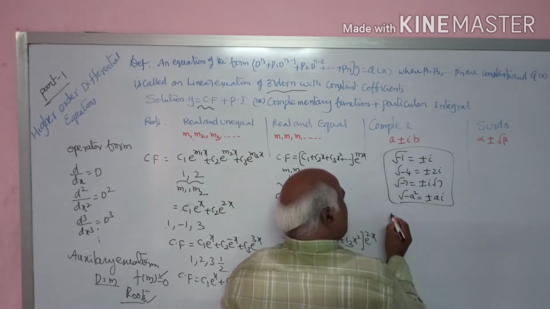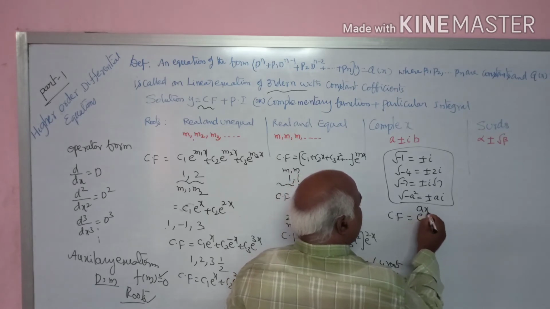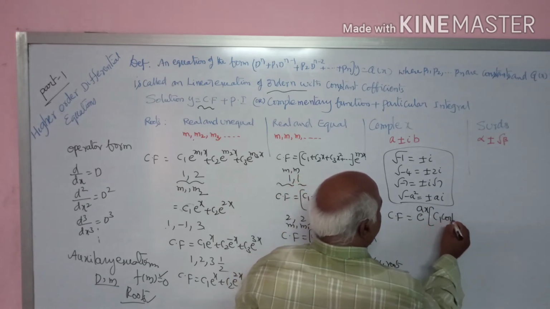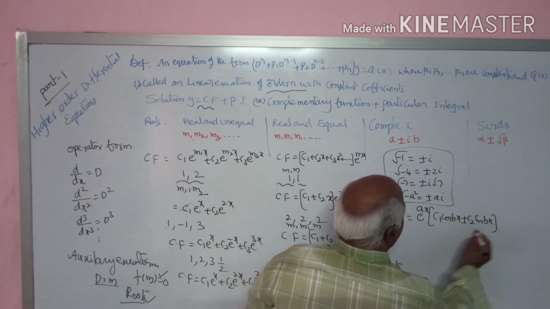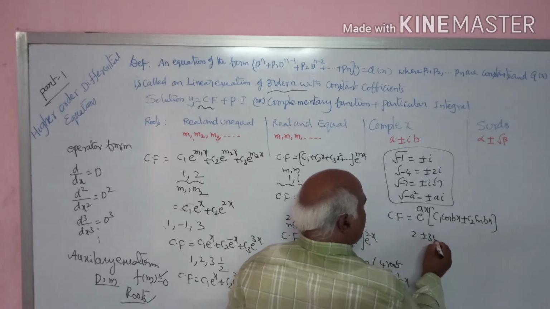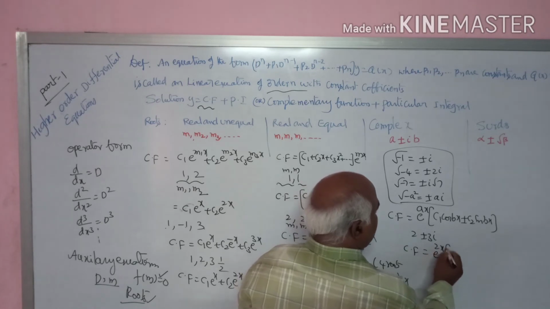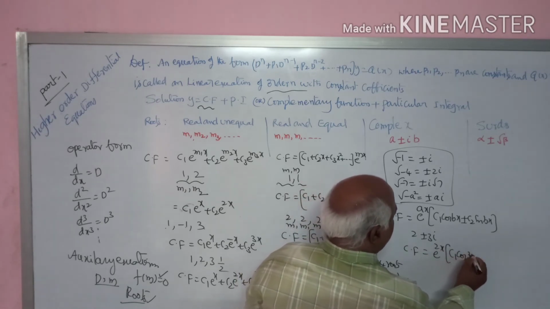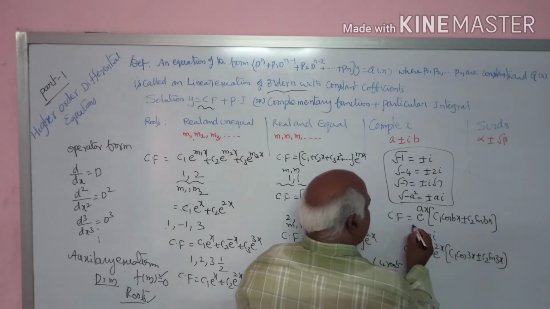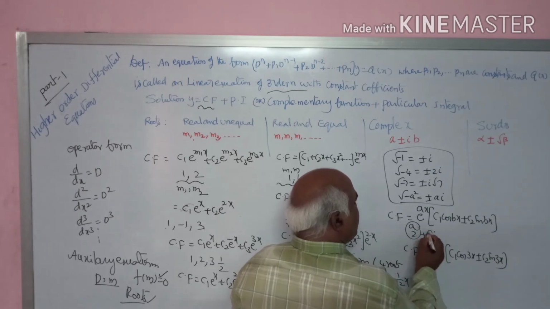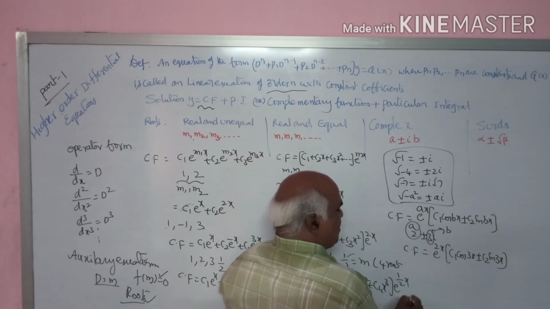Therefore, for the complex form the complementary function is equal to e to the power of ax (a is the real value) into c1 cos bx plus or minus c2 sin bx. Example: 2 plus or minus 3i, then the complementary function is e to the power of 2x into c1 cos 3x plus or minus c2 sin 3x, because a is the real value, which is 2, and b is the imaginary value, which is 3. Therefore this is the complementary function.